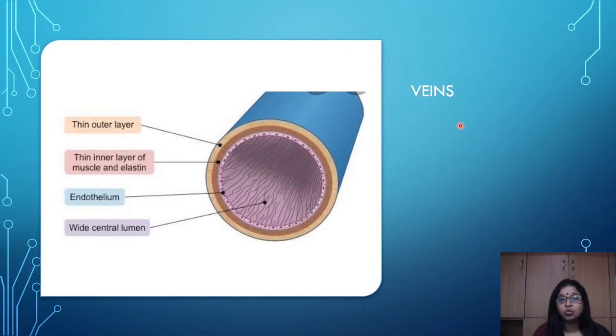Now, this is how a cross section of a vein looks. The outer layer, that is tunica externa, is thin. If you compare it with that of the artery, you can see that this is thinner as compared to the artery. So also the middle layer, the tunica media, which is muscle and elastic fibers, is also very thin, and it has the inner lining, the tunica intima, or the endothelial lining. If you can see, the lumen is quite wide as compared to the arteries.